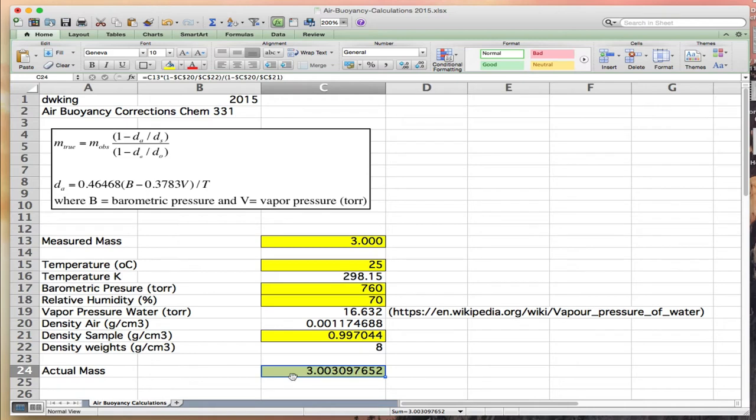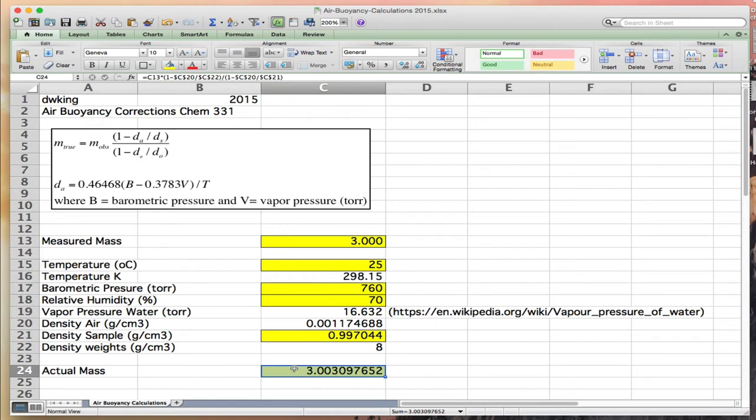If in your analytical work you're only making measurements to 1%, then 0.1% is clearly 10 times less, and so air buoyancy corrections aren't important. The error in not making this correction is insignificant at the 1% level. And that's why we didn't worry about this in general chemistry.